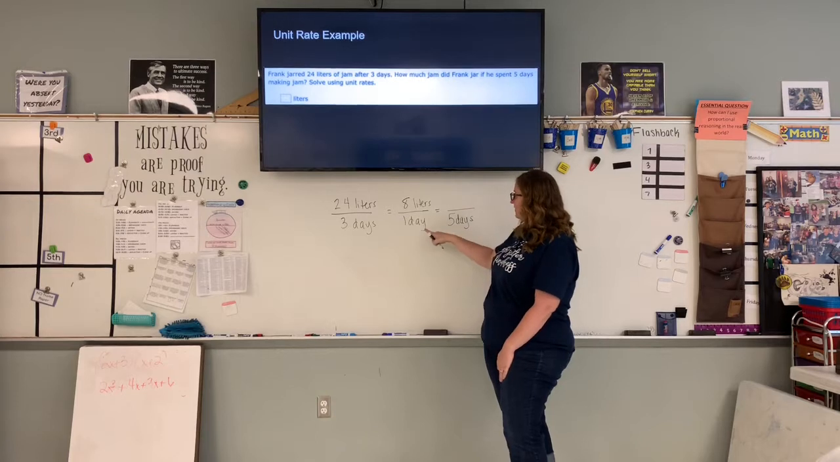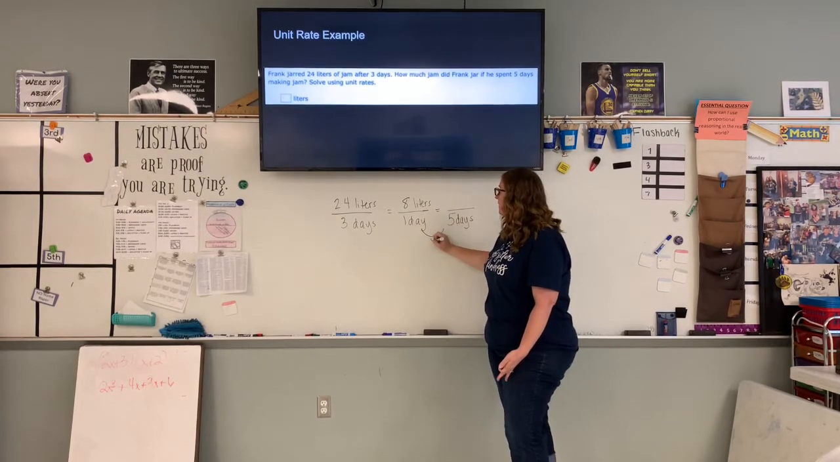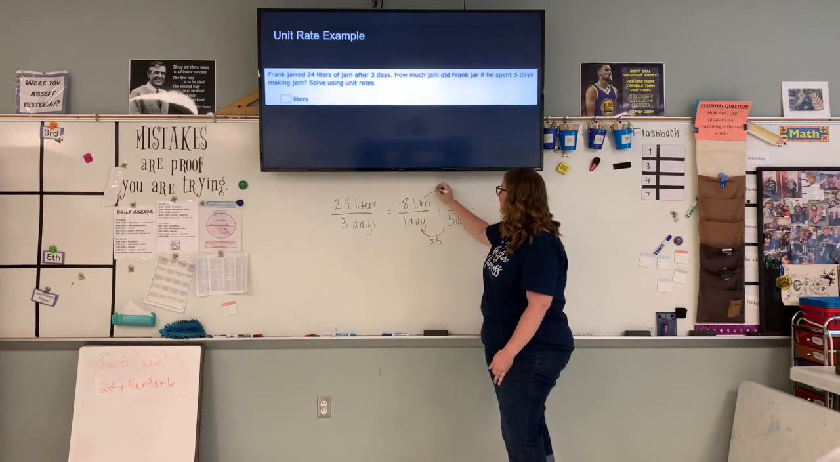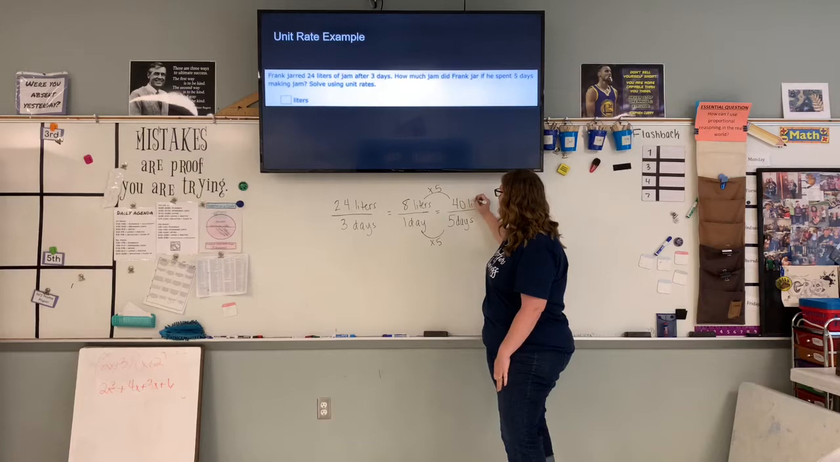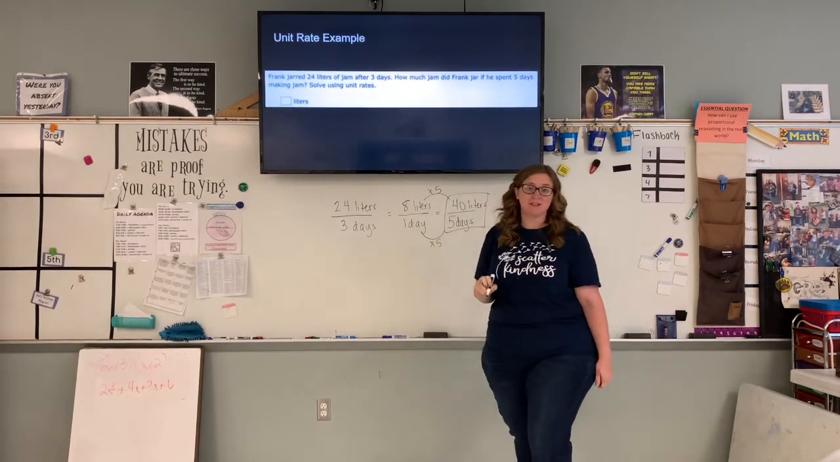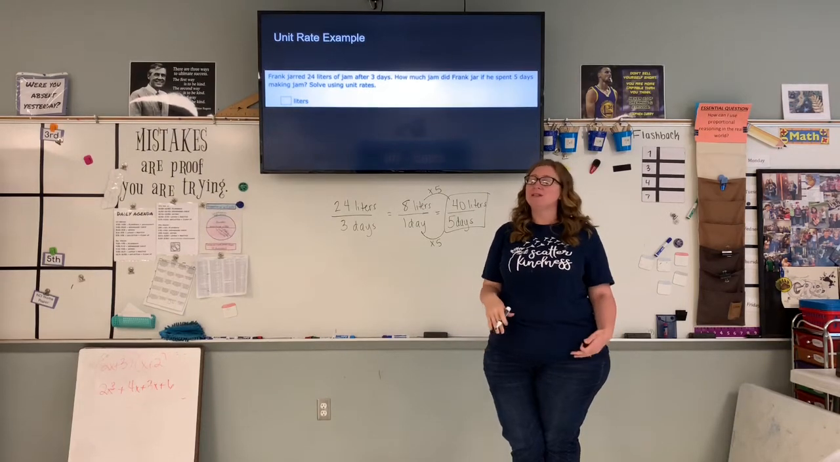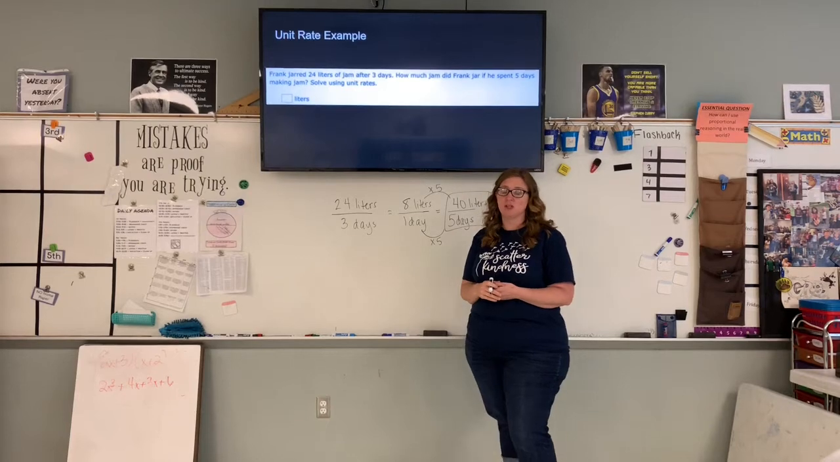And so 5 days, when we do 1 to 5, we're multiplying by 5. So we're going to do the same thing here. We're going to do 8 times 5, and we're going to get 40. So he's going to get 40 liters in 5 days. If you got that answer correct, give yourself a pat on the back. If you didn't get it correct, it's okay. We're going to keep working and practicing some more so that you will get it.